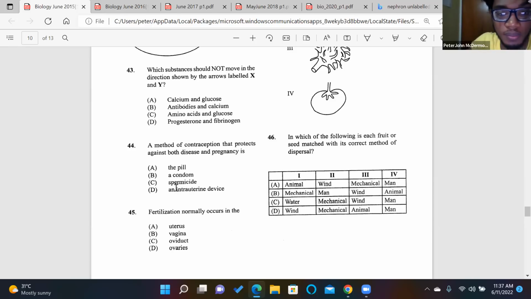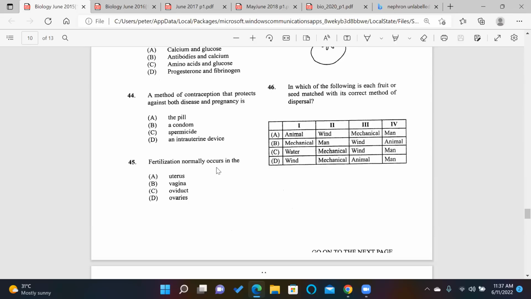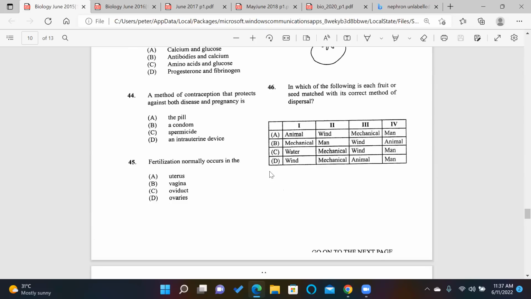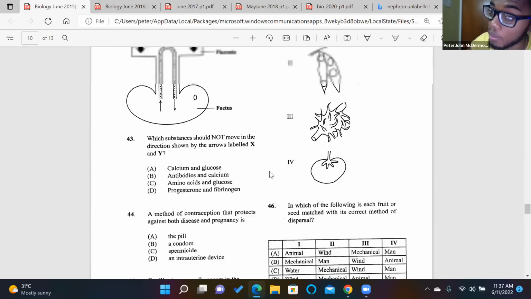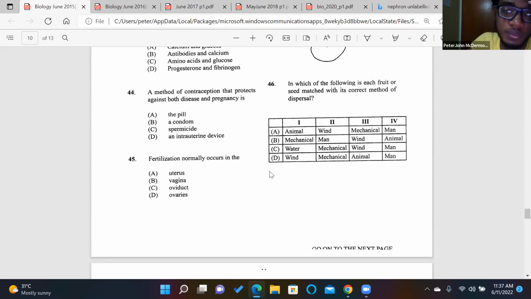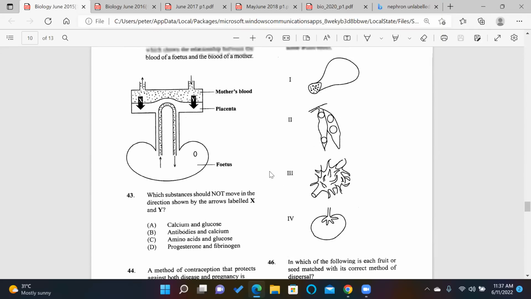All right, so next, 44, a method of contraception that protects against both disease and pregnancy is? B. B. Fertilization normally occurs in the? C. Oviduct. All right, perfect. What's another name for the oviduct? Fallopian tube. Yeah.